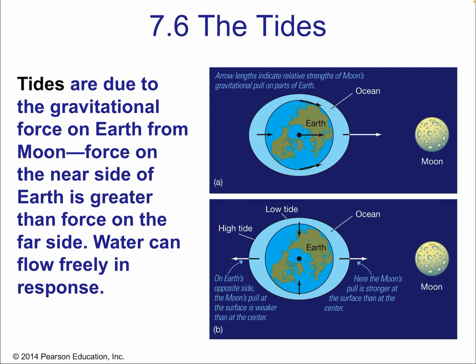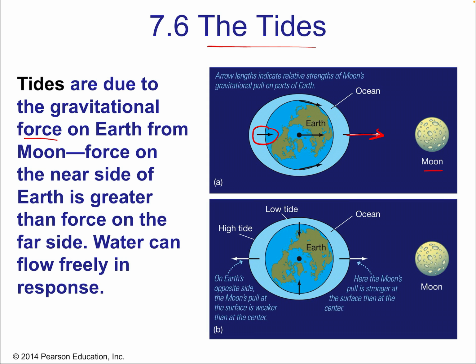All right? So what about tides? Well, tides, having nothing to do with the magnetic field or Earth's interior, instead have to do with the interaction between our planet and our moon, because we have a very large moon, okay? And what happens is there's a gravitational force between Earth and the moon. And forces on the near side of Earth are greater than forces on the far side. That means that water can flow freely in response. The water gets pulled towards the moon on the side that is closer. The water also gets pulled towards the moon on the opposite side.